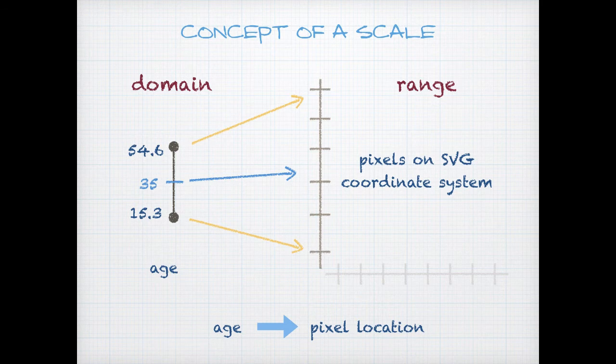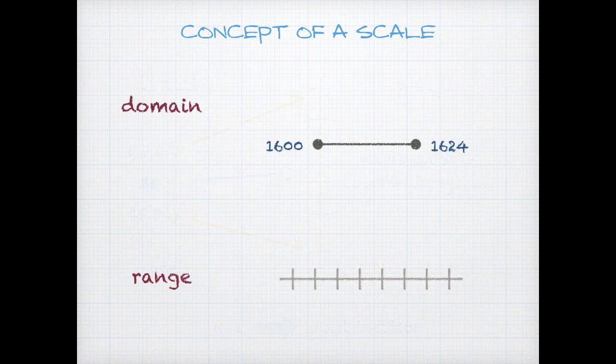So in D3, when we create a scale, which is this function, this mapping or correlation from one set to another set, we need to tell D3 what the domain of that scale is going to be, and we need to tell D3 what the range of that scale is going to be. Well, surprise, surprise, the same thing is going to happen down here on the x-axis. The x-axis is going to map years, and in this particular data set, the earliest year we have is 1600, and the latest year is 1624.